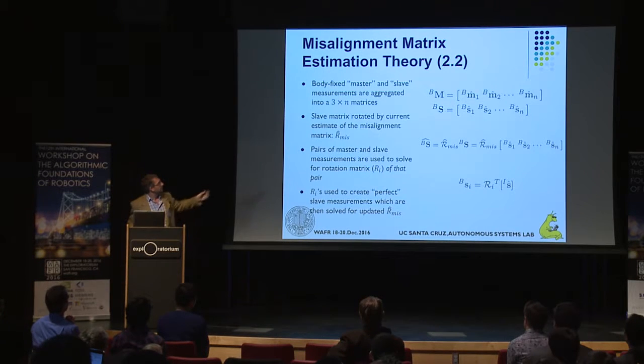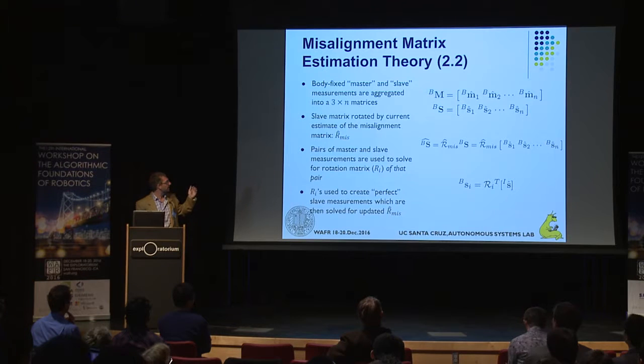And so what I'm going to do is aggregate my measurements in the body frame into a large matrix, and then take my estimate of the misalignment and rotate all of the slave measurements by that misalignment. All right, so I have an estimate. I start with a guess. The guess is the identity matrix because it's a decent one to go with.